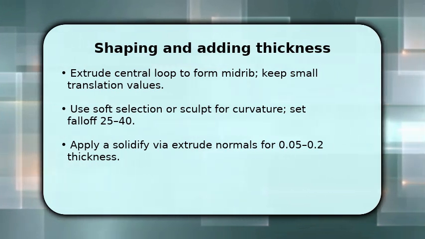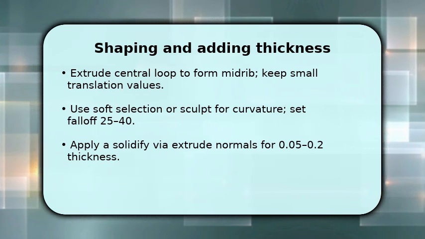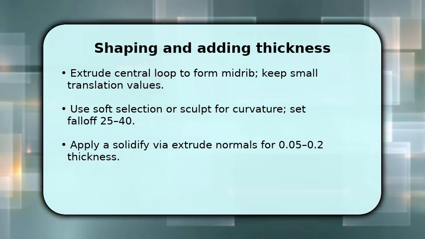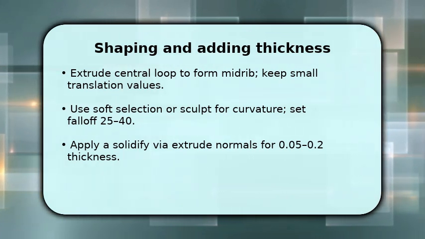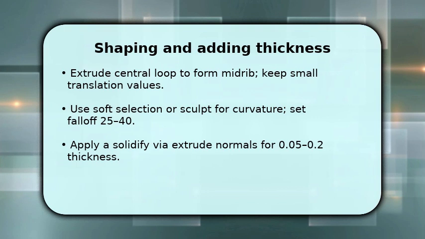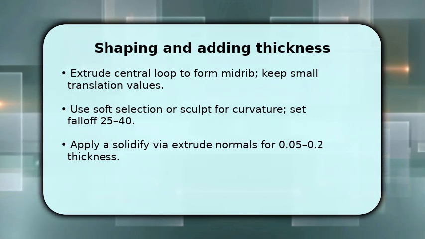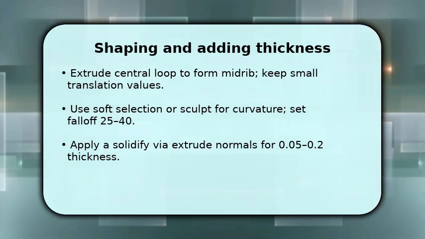To add thickness, extrude faces along normals with a 0.05 to 0.2 offset, then merge the cap edges. Make sure normals face outward, and correct any flipped faces before you export.